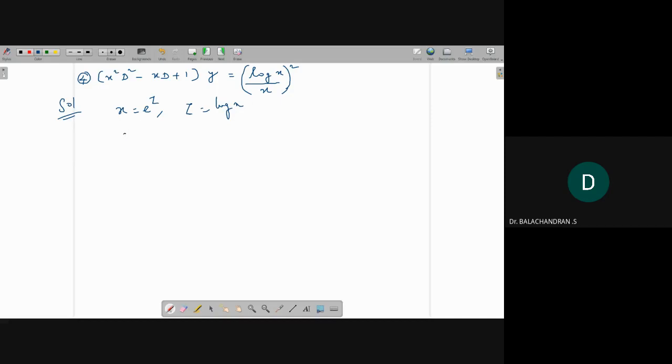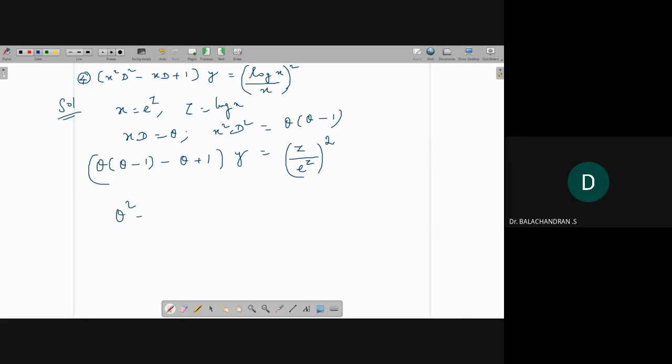Okay, so xD equal to theta, x square D square equal to theta into theta minus 1. So x square D square minus xD plus 1 into y equal to log x. What is log x? Z by e power z whole square. This is theta square minus 2 theta plus 1 into y equal to e power minus 2z into z square. So this is exponential, this is algebraic, so the type 4. This is equation 1.